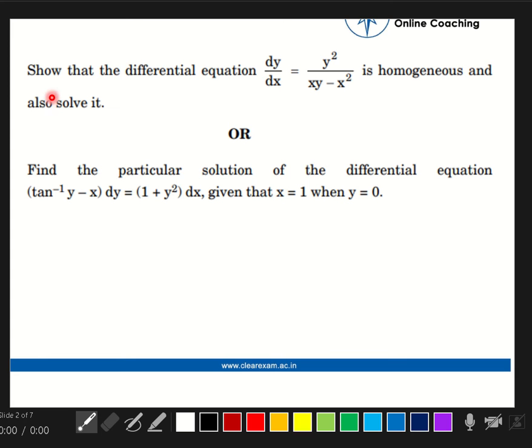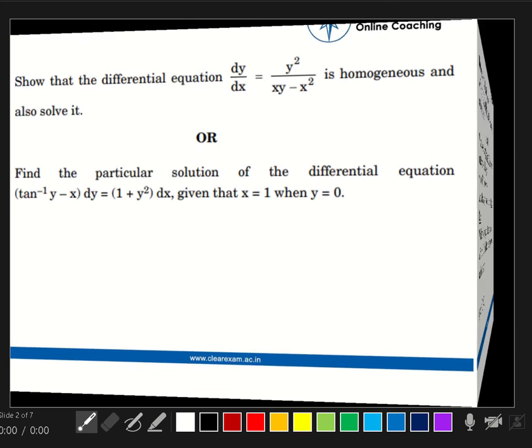Let's start with the first one. Show that the differential equation dy/dx = y²/(xy − x²) is homogeneous and solve it. Now come to the solution part.